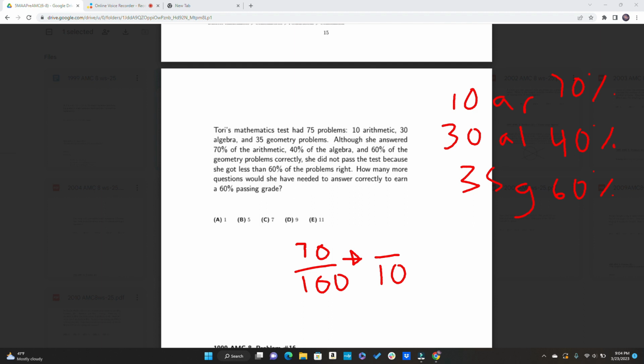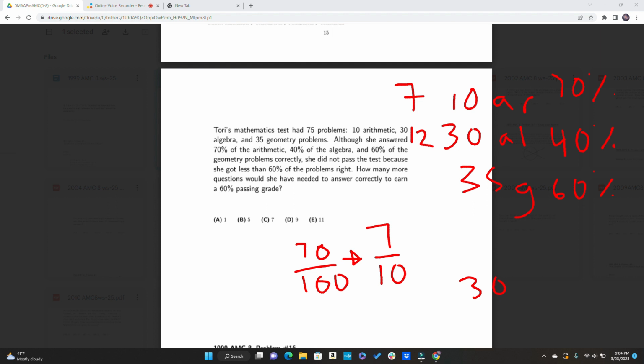So we can divide 70 by 10 to figure out our common ratio. So we know that Tori answered 7 arithmetic questions correctly. We also see she got 40% of the 30 algebra questions right. So we want to find 40% of 30. We can see that 10% of 30 is 3, right? Divide by 10 to find 10%. Multiply it by 4 to find 40%. So that's 12 algebra questions.